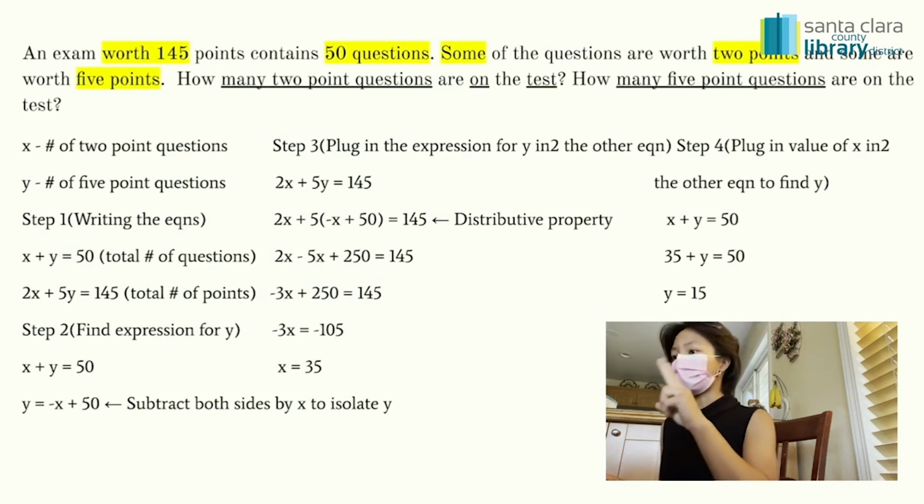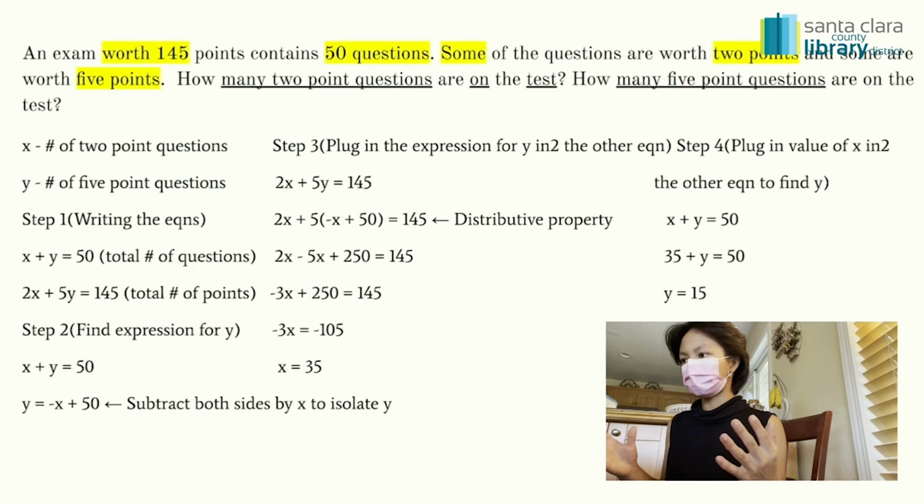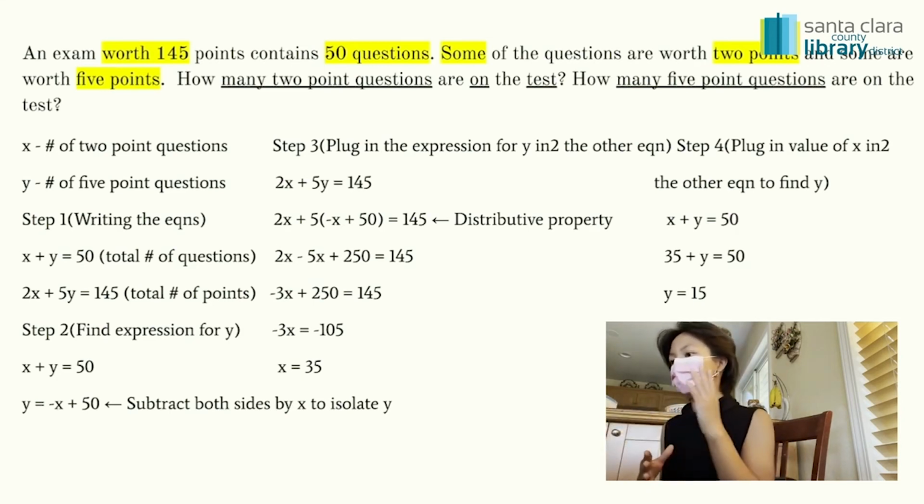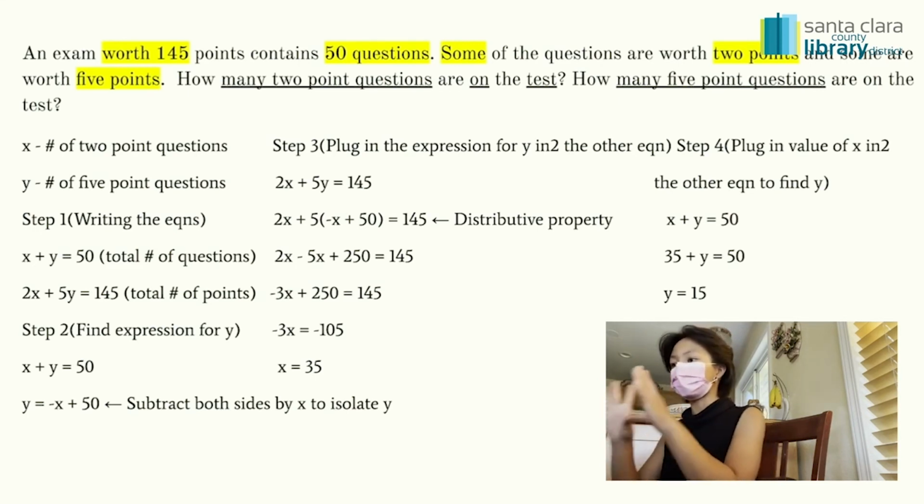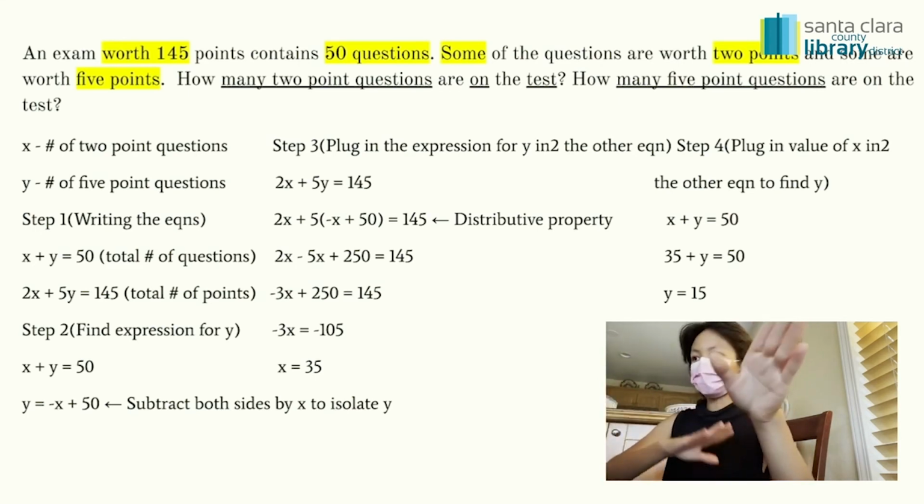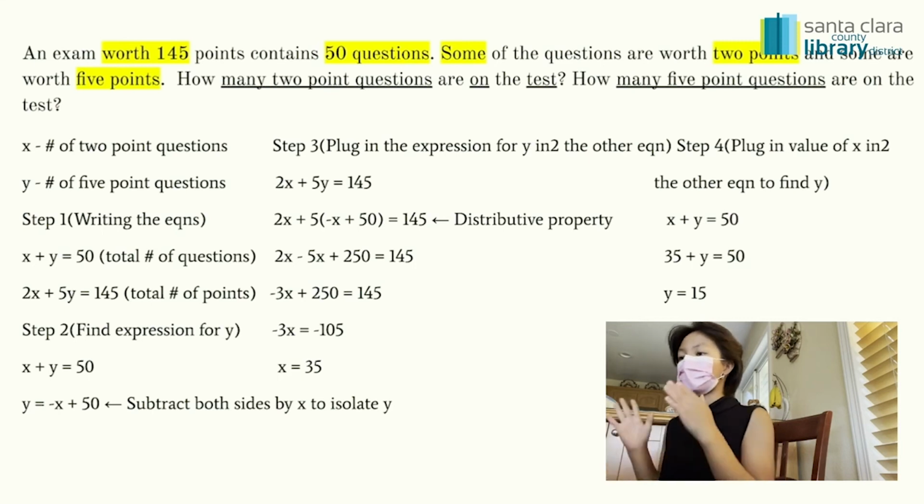Step 2, find expression for y. We have x plus y equals 50. We can easily find the expression for y by subtracting both sides by x. So we have y equals -x plus 50. Now that we have that expression, we can plug that in to the other equation to solve for the other variable. 2x plus 5y equals 105.